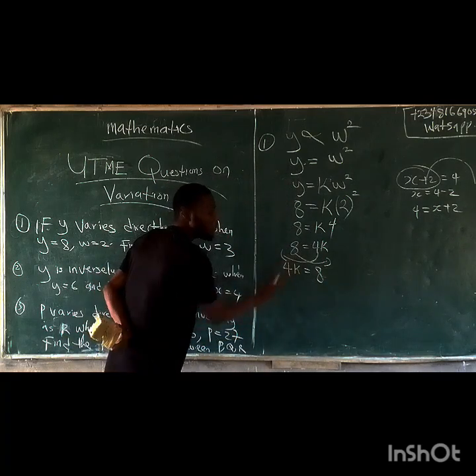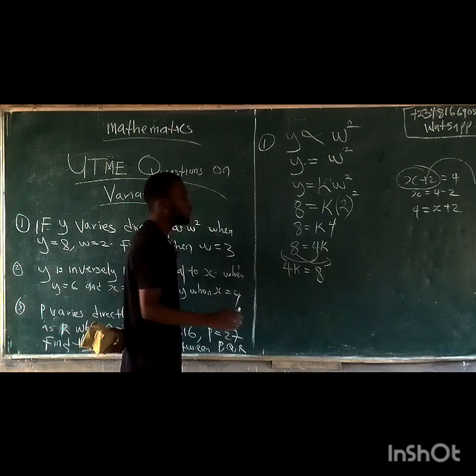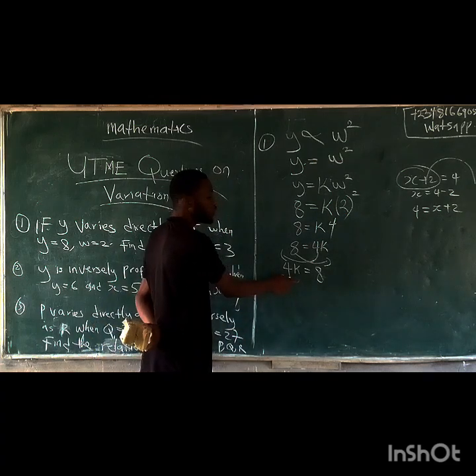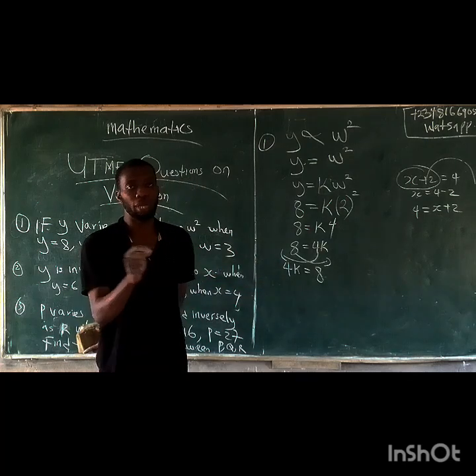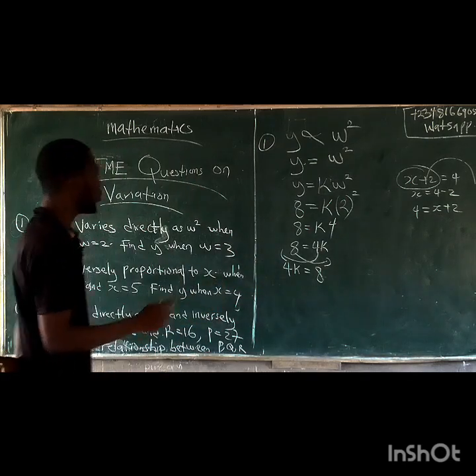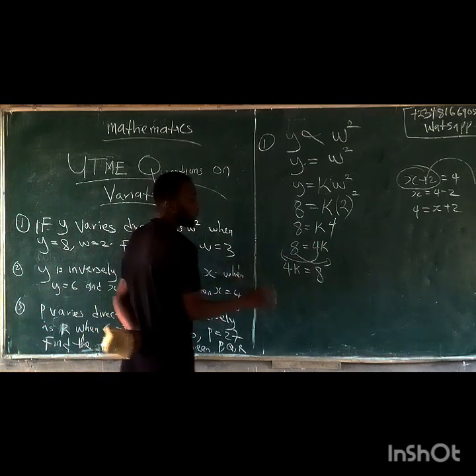Now, coming back to what we're solving. Now we have 4k equals 8. Now what do I do here? Because we are looking for the unknown, which is the k. For me to get the unknown, I want the unknown to be alone. I want the k to be alone, to be an independent variable.